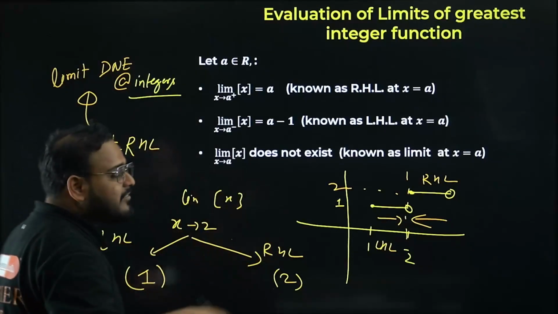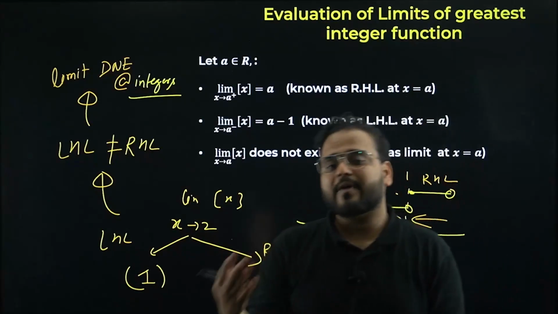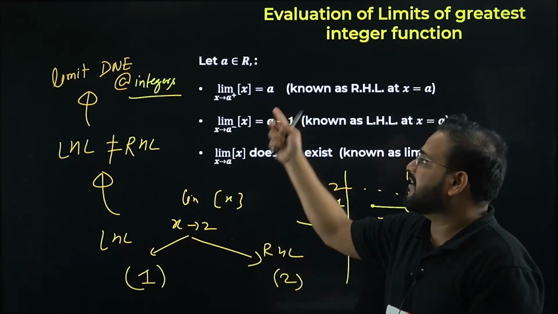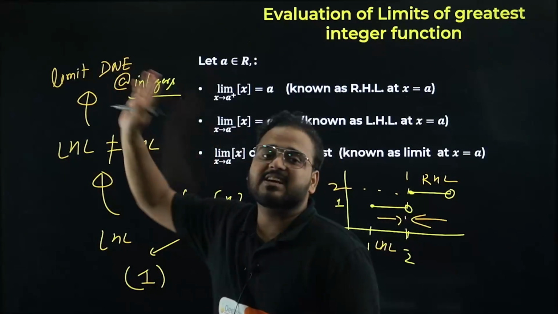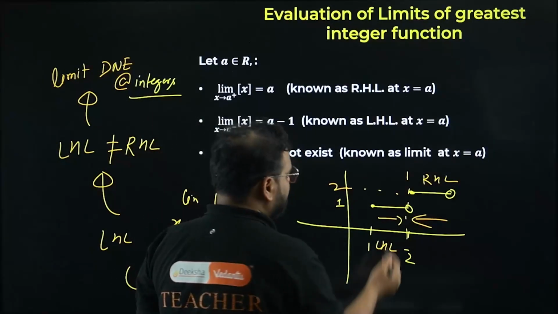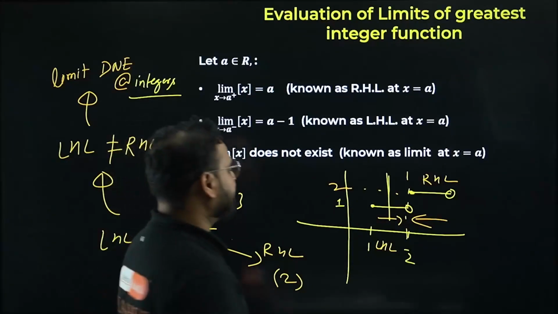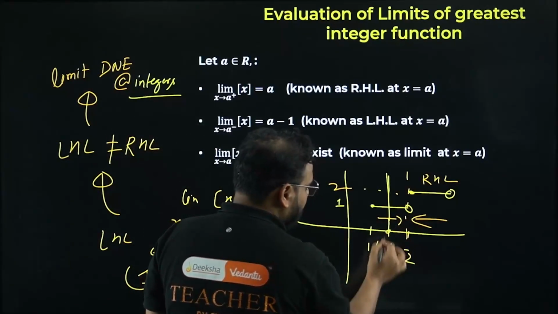So at any integral value of x, at any integer value of x in the domain of the GIF, the limit will never exist. But anything other than the integer value will exist. For example, think about this point. Let's call the point 1.5.